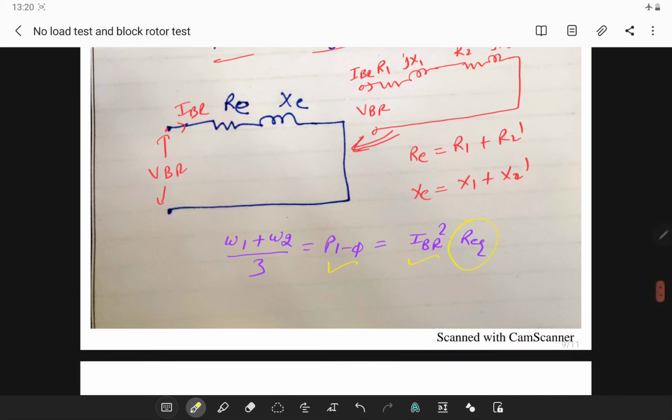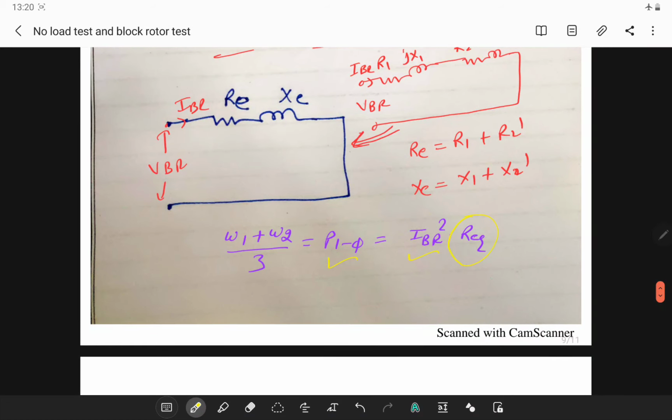What is R equivalent? That is nothing but Re. So Re is equal to R1 plus R2 dash. I already know the value of R1 by using the stator resistance test. So I can easily find the value of rotor resistance, that is R2 dash will be Re minus R1.